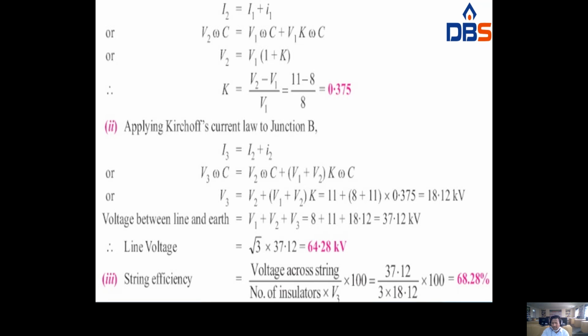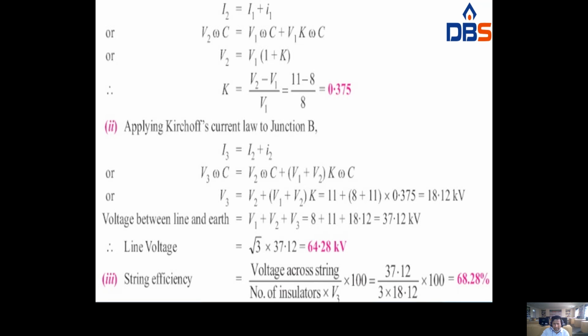So K value, the ratio of self capacitance to shunt capacitance, is 0.375. We determine it with the help of the given 2 respective voltages, that is V1 and V2. Then apply Kirchhoff current law at junction B. That is nothing but I3 is equal to I2 plus small i2 as usual. So V3 is equal to V2 plus V1 plus V2 into K. We know the K value 0.375, and V1 and V2 values are already known.